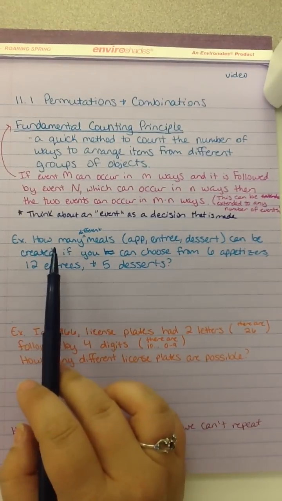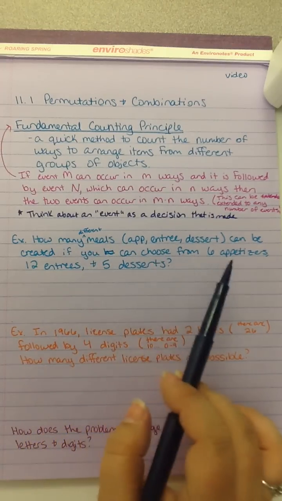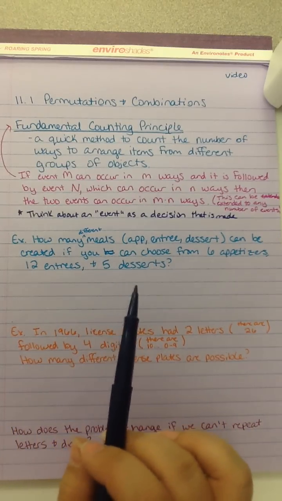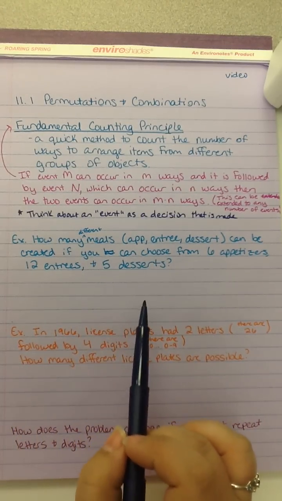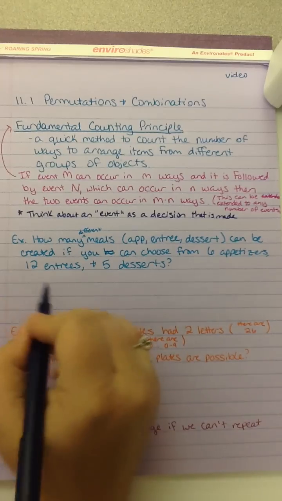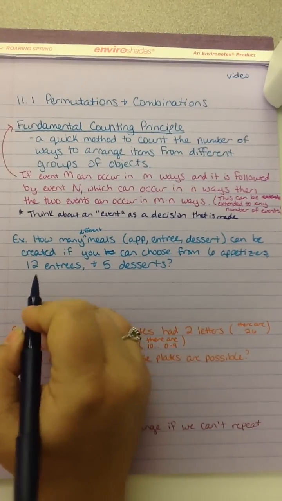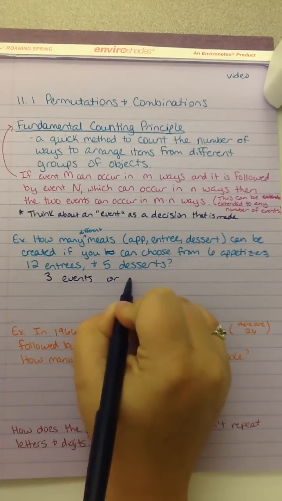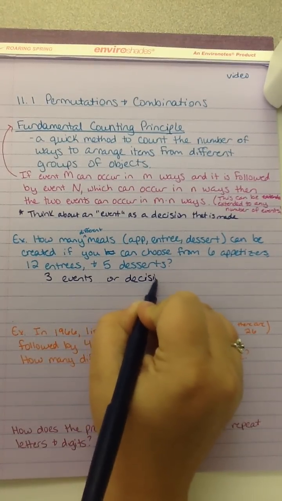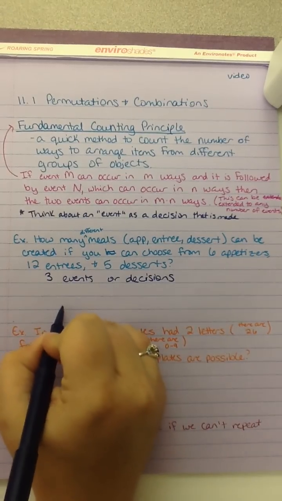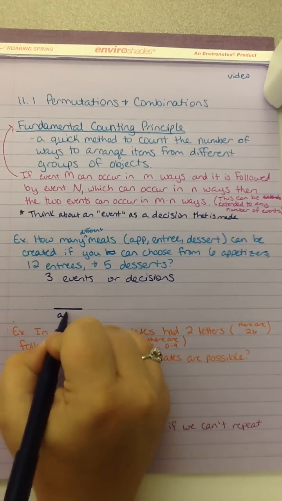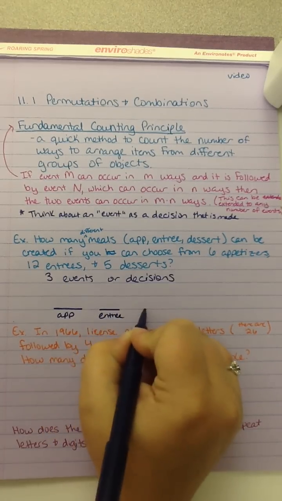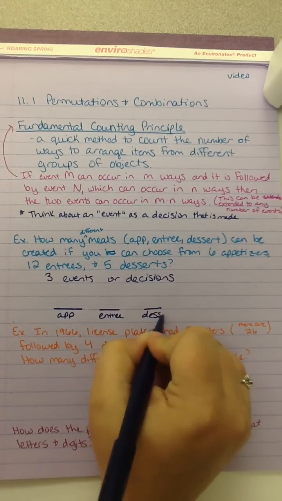In our first example, how many different meals, appetizer, entree, and dessert, can be created if you could choose from 6 appetizers, 12 entrees, and 5 desserts? If you're sitting down to your meal, the first thing you're going to pick is an appetizer, then an entree, then a dessert. So we have 3 events or decisions to make. Our first decision would be which appetizer, our second decision would be which entree, and our third decision would be which dessert.